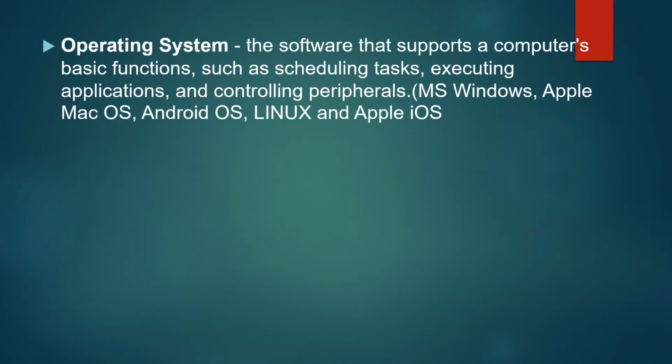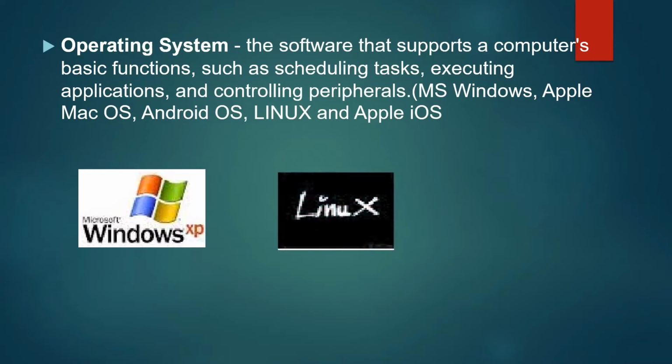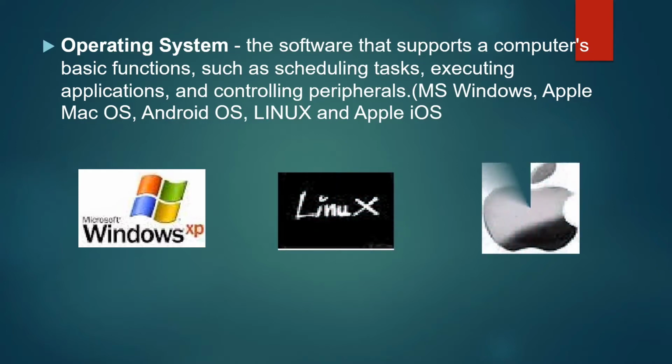Operating system: the software that supports a computer's basic functions such as scheduling tasks, executing applications, and controlling peripherals. Examples are Microsoft Windows, Apple Mac OS, Android operating system, Linux, and Apple iOS. These are all operating system software.